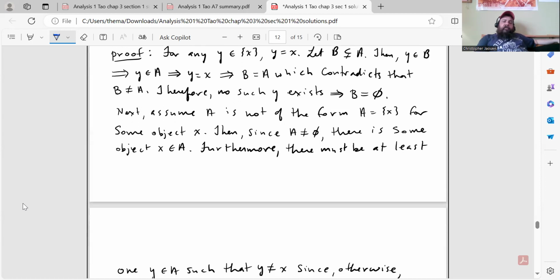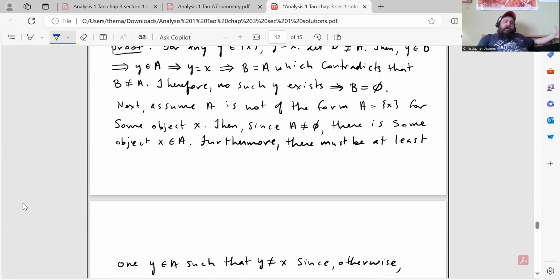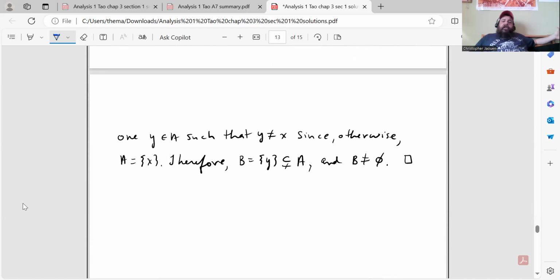Okay, and next I prove the contrapositive of the reverse direction. So here assume that A is not of the form A equals the singleton set containing X for some object X. Then since A is not empty, by hypothesis, there is some object X in A. Furthermore, there must be at least one Y in A such that Y is not X, since otherwise A would be the singleton set containing X, and we said that it wasn't.